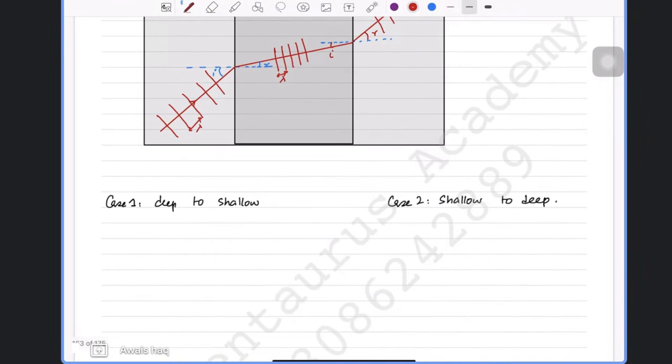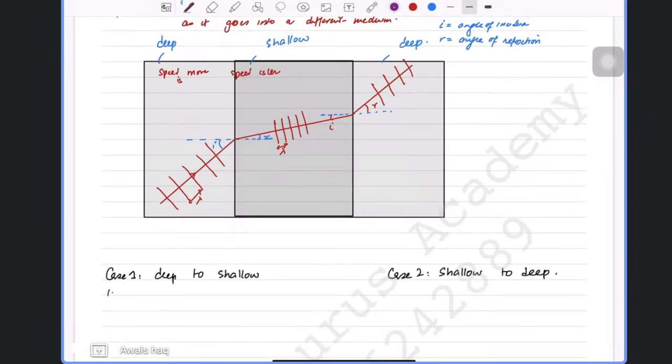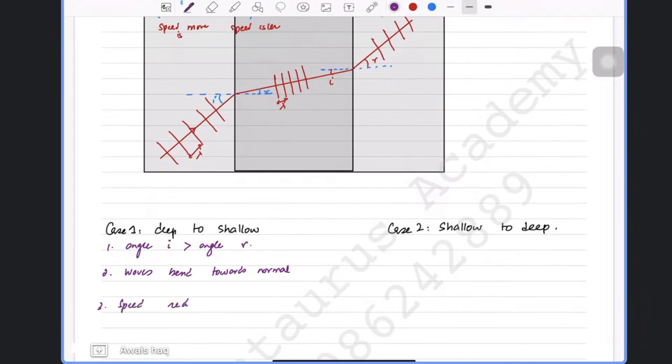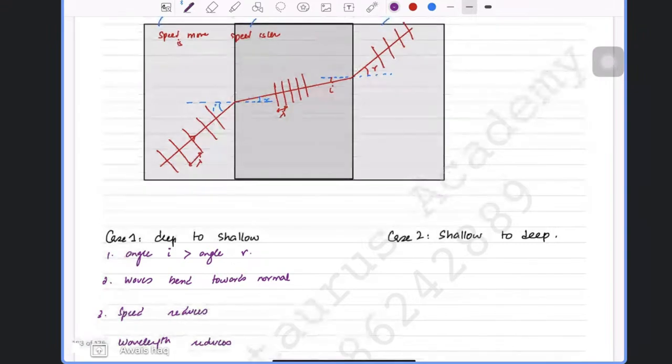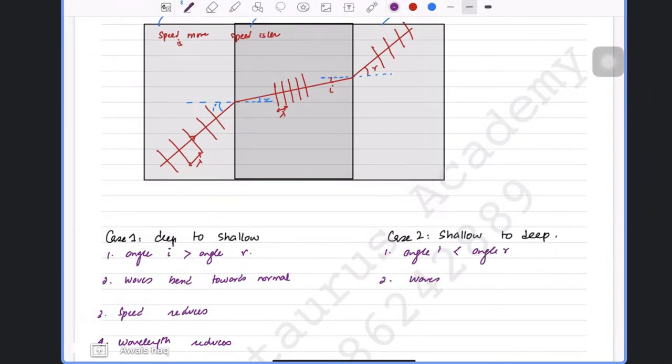So when something is going from deep to shallow, and we can see from the diagram as well that the angle I is greater than angle R. The other thing is that waves bend towards normal. This is why the angle is different, right? Then the third thing is that the speed reduces, and the fourth thing is wavelength reduces. When it's going from shallow to deep, everything opposite is happening, which means that angle I is now less than angle R. Waves bend away from normal. Speed increases. So does wavelength. Wavelength increases as well.